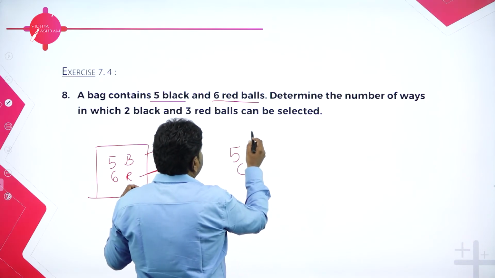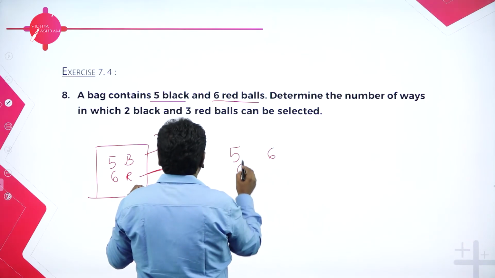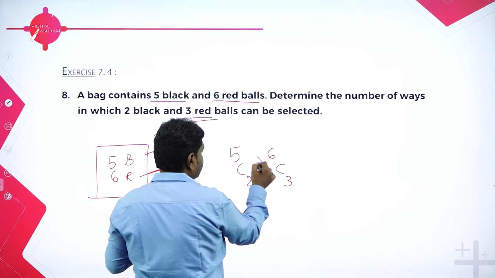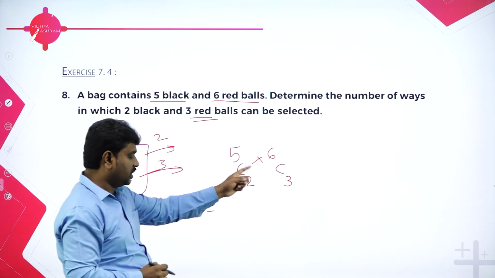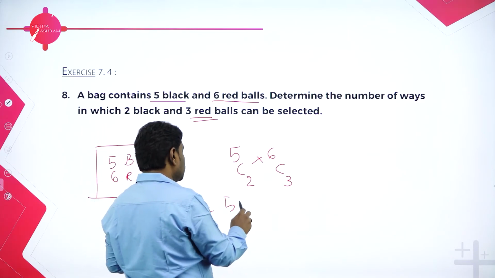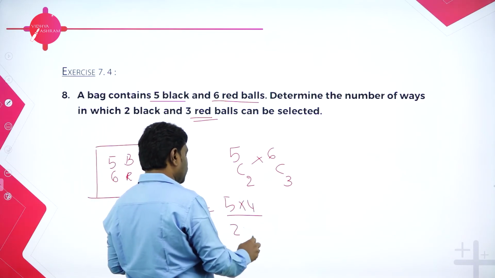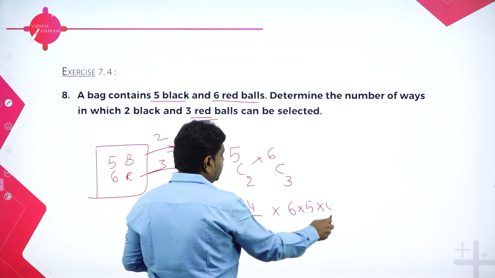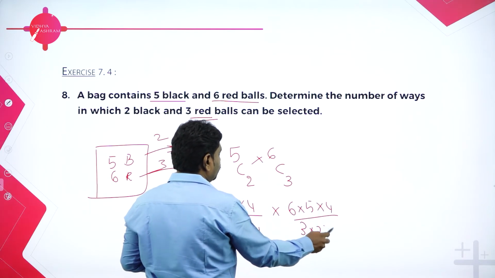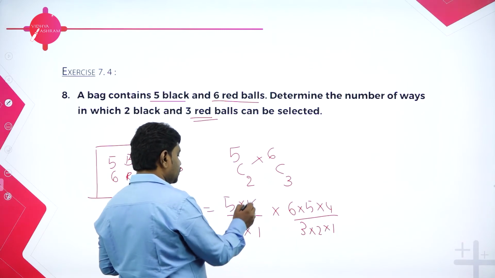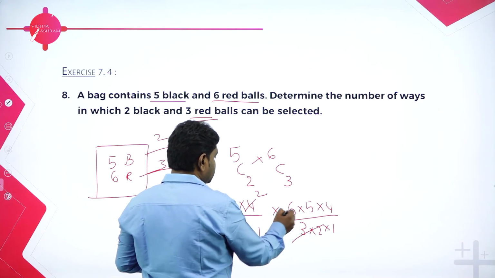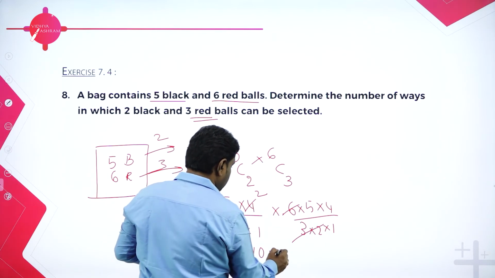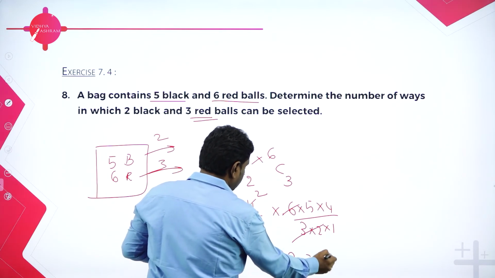Out of 6 red balls, they want you to select 3 red balls. That can be selected in 6C3 ways. Total number of ways is 5C2 into 6C3. What is 5C2? 5 into 4 divided by 2 factorial, 2 into 1. What is 6C3? 6 into 5 into 4, 3 terms, divided by 3 factorial, 3 into 2 into 1. Simplify: 2 ones are 2, twos are, 3 twos are 6, and 6 cancel. So this is 5 twos are 10, into 5 fours are 20. So it will become total 200.